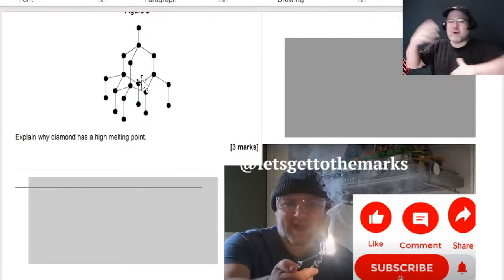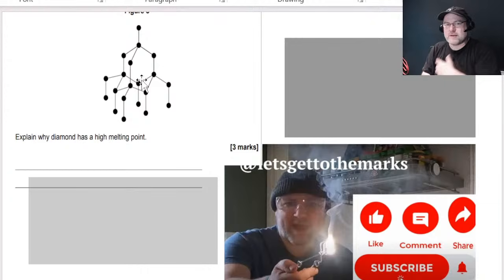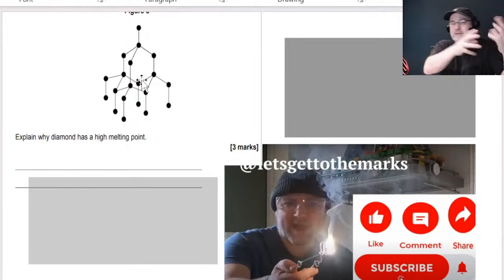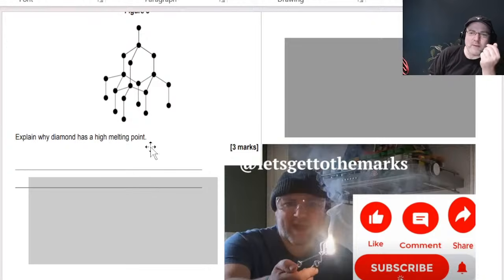Now, yes, if you know the definition of ionic, metallic and covalent, you can add in electrostatic force of attraction between shared electrons and nuclei, or in metallic, between delocalized electrons and positive ions, or in ionic, between positive and negative oppositely charged ions. But why do that when you can pick up 2 marks just from giant structure and lots of energy needed to break the bonds?